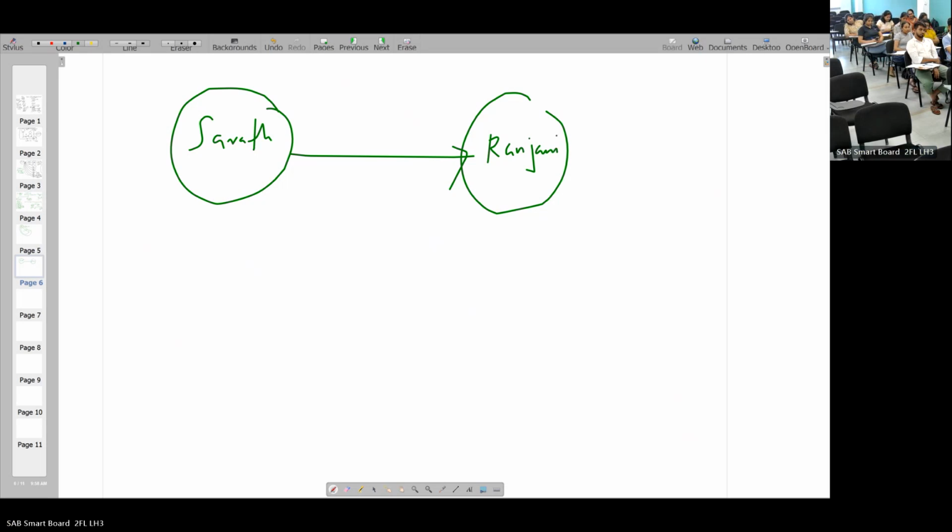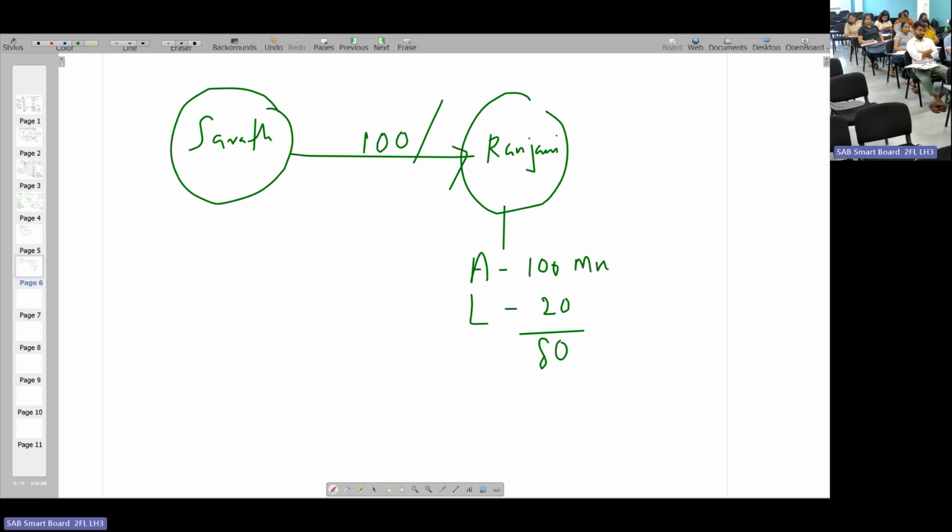Right, so Ranjani has assets of 100 million, liabilities of 20 million. So what's the net asset? 80 million, right? Sarat would like to acquire 100% of Ranjani.